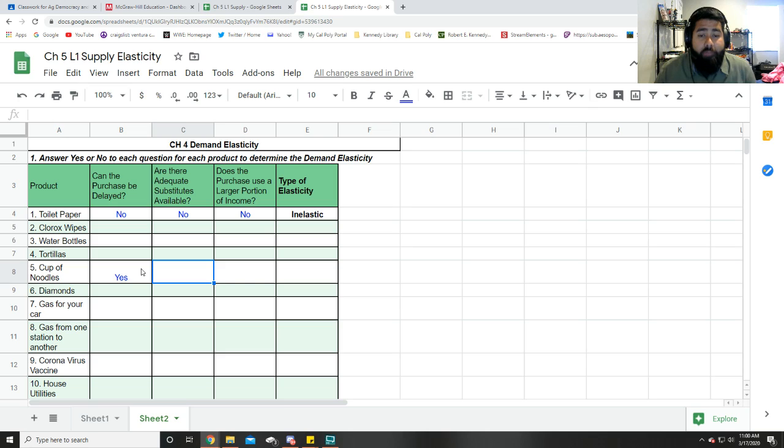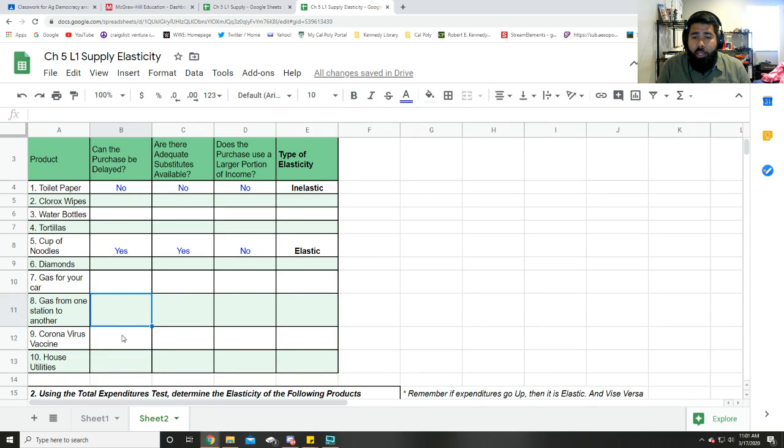Are there adequate substitutes for cup of noodles? In terms of food and whatnot, I think yeah, because you can buy pasta, you can buy other foods. You don't have to buy cup of noodles, right? You can be buying something else. Does the purchase use a large portion of your income? No. Cup of noodles are absolutely cheap, right? So because there are 2 yeses and 1 no, this is more of an elastic product, even during this time of coronavirus, I would say so.